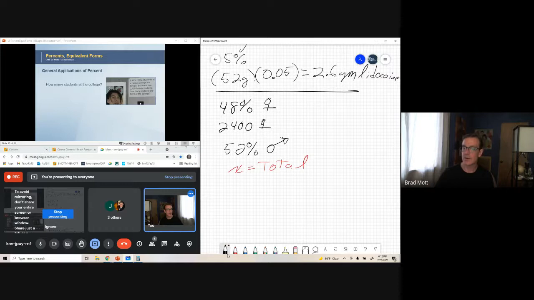So we have 48% is to 2,400 female students as 100% is to x, which would be the total number of students. And then we can solve the equivalency.